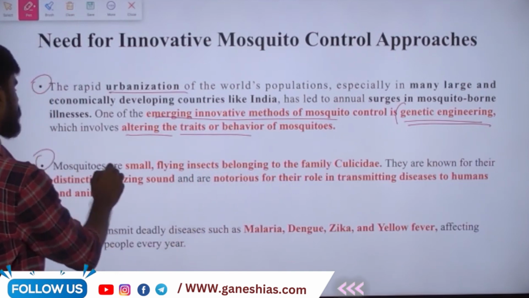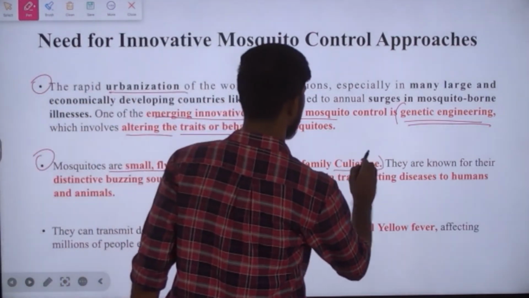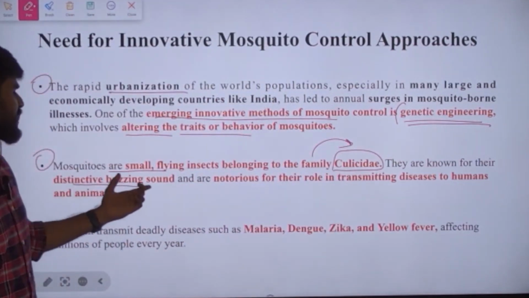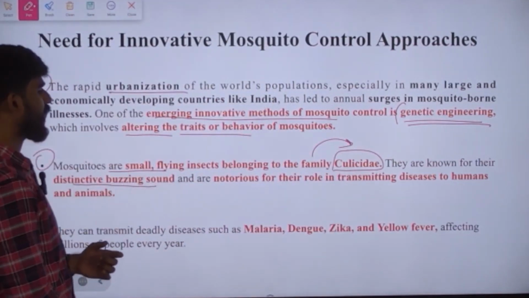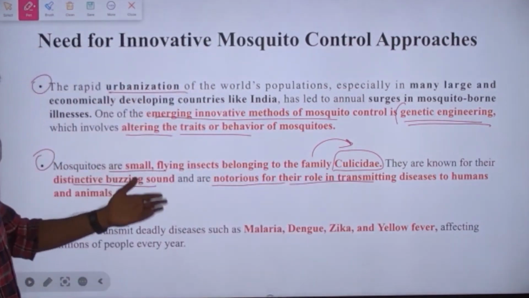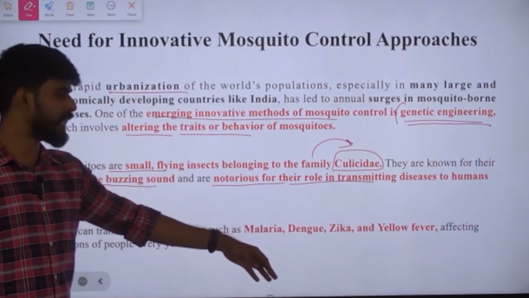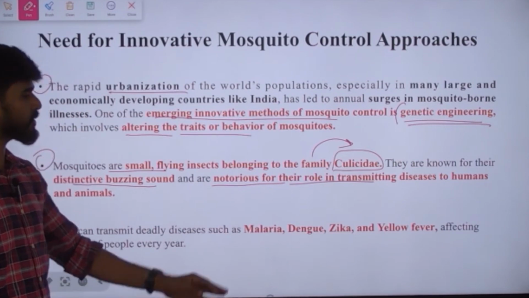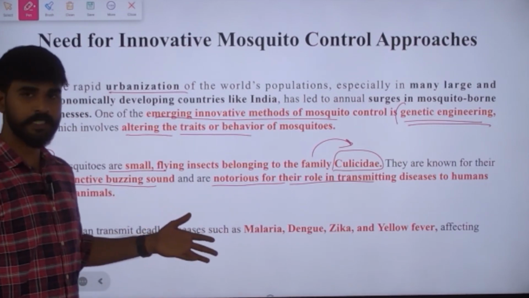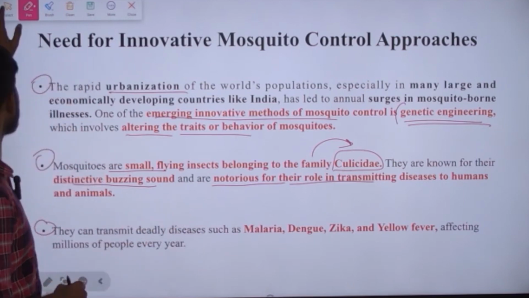Next, what are mosquitoes? They are small flying insects which belong to a family called Culicidae, and they are famous for their distinctive buzzing sound. They are notorious for their role in transmitting diseases to humans and also animals, and they transmit deadly diseases such as malaria, dengue, Zika virus, yellow fever and other viruses and other diseases, which is affecting millions of people every year. Okay, so this is mosquito.